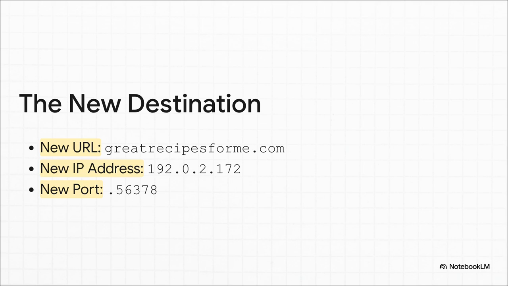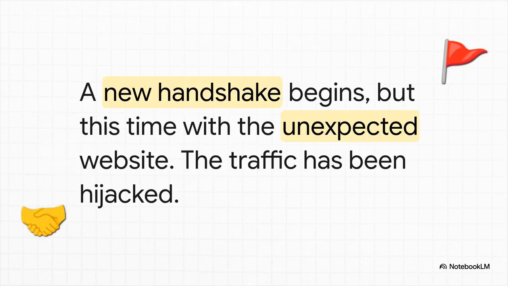So the DNS lookup for this new URL gives us a completely different IP address, 192.0.2.172. And hey, notice something else? Our machine is now using a different port to communicate, .56378. Literally everything about this new connection is different from our original legitimate one. Red flags everywhere.